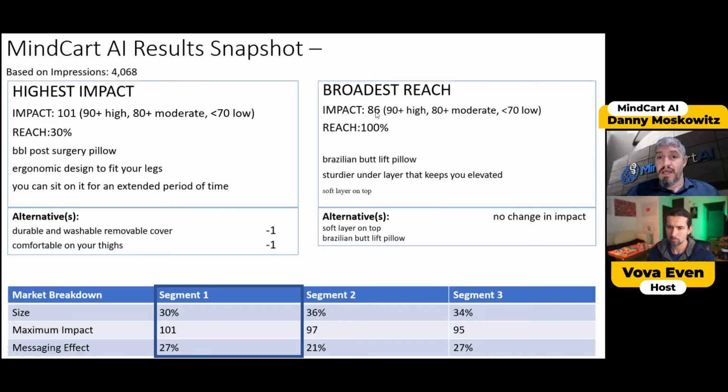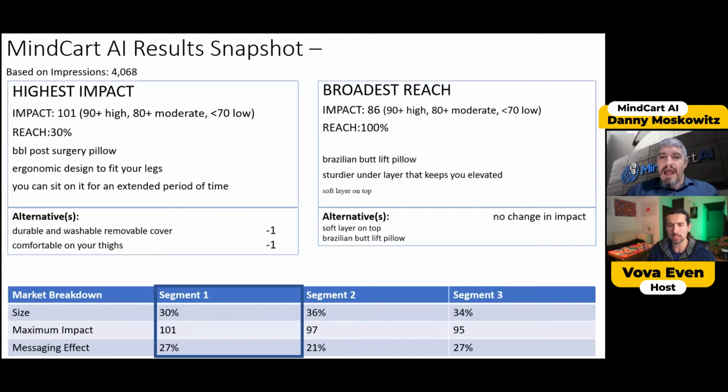This is still going to get people to buy. You see here it's a score of 86 instead of 100, it's just not as impactful. So what's the difference? Brazilian butt lift pillow. If you remember my listing, this is actually the title we ended up going with instead of BBL, because it's going to get more clicks. We just launched it over the past couple of months, so we're still in that phase. Sturdier underlayer that keeps you elevated, and a soft layer on top. These are the key messages you want to focus on for broad reach. That is it in a nutshell.